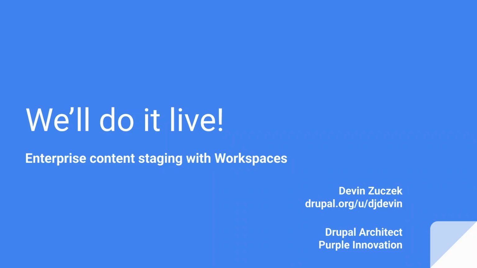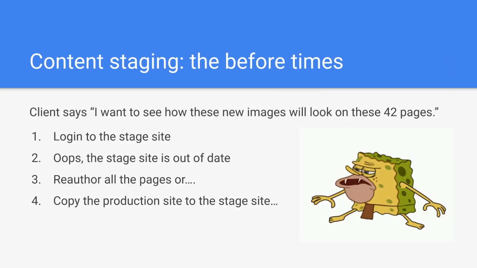So I'm going to describe a problem that I think is really common with large content sites and big organizations. So as always, we start with a problem. Client says, I want to see how these new images will look on this batch of like 42 pages. And, all right, maybe it's not 42 pages, but at least with the teams that I support, this happens all the time. We log into the stage site. We say, okay, oh crap, the stage site's out of date. I can't change the image on it. I gotta reauthor all these pages to get it to show up, or I have to reload production to stage so I can start experimenting with it there.